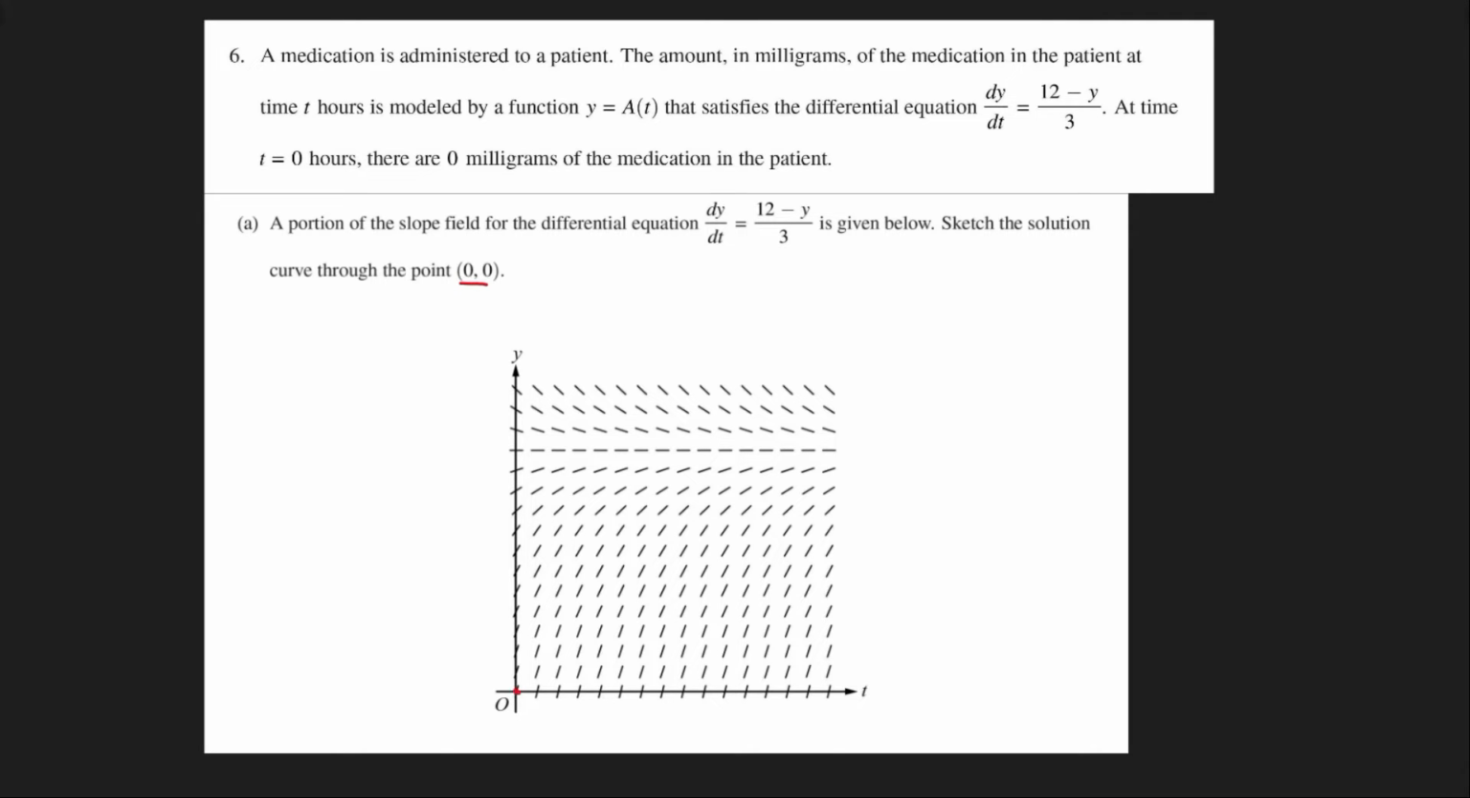Now this problem wants us to know if we can draw curves using a slope field. So all we need to do is draw the curve so that the line next to it is parallel and it goes through the point 0, 0. There's no need to do any computations here.